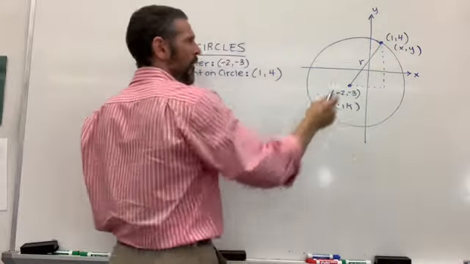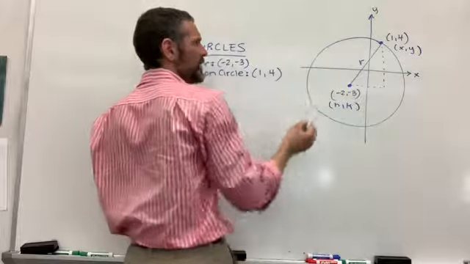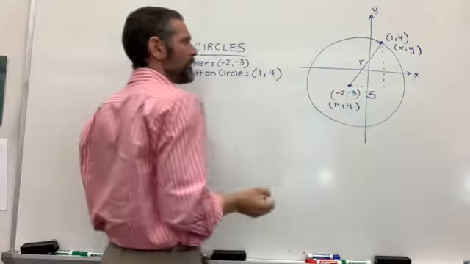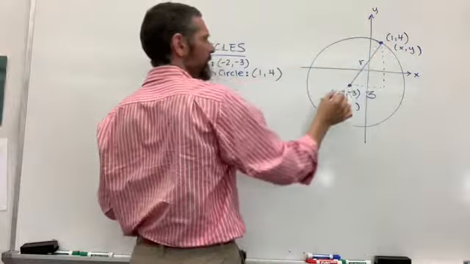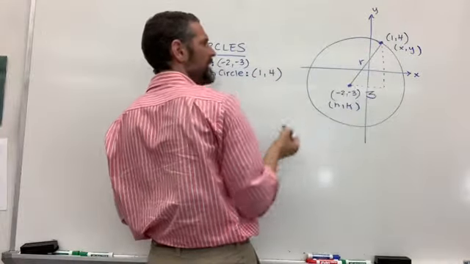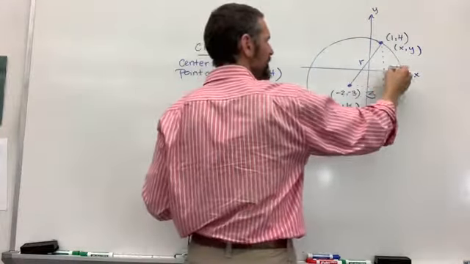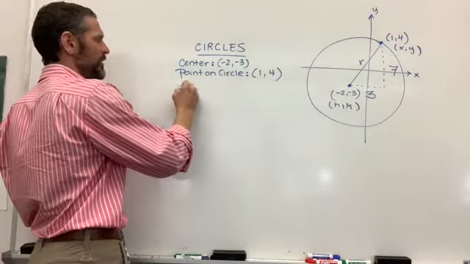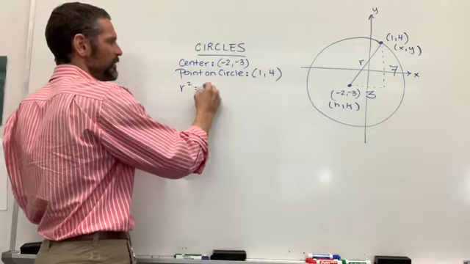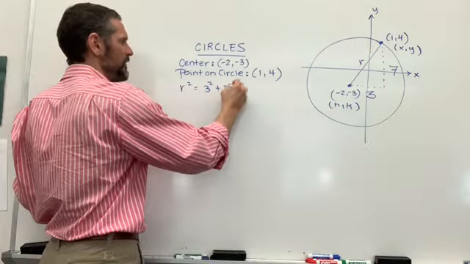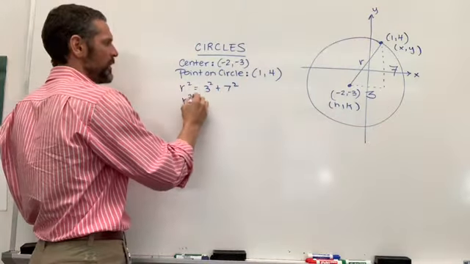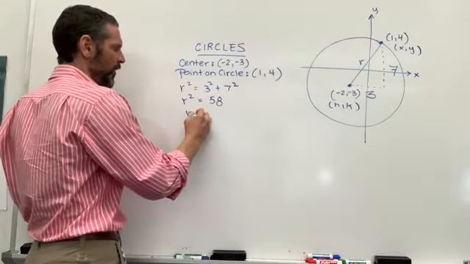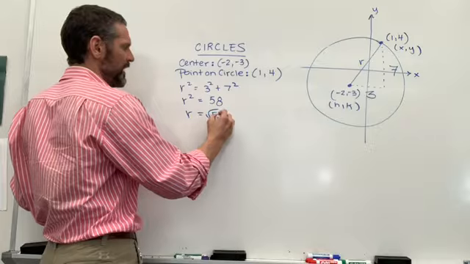to that point. Final minus initial is 1 minus -2, which makes this side 3. Final minus initial is 4 minus -3, which makes this side 7. So we can easily find our radius. R squared is equal to 3 squared plus 7 squared. So R squared is equal to 9 plus 49 is 58. And R is the square root of 58.